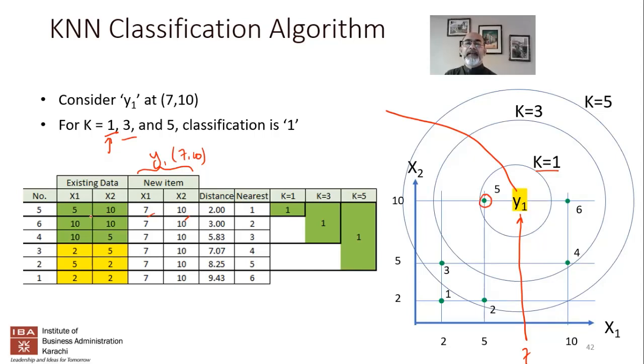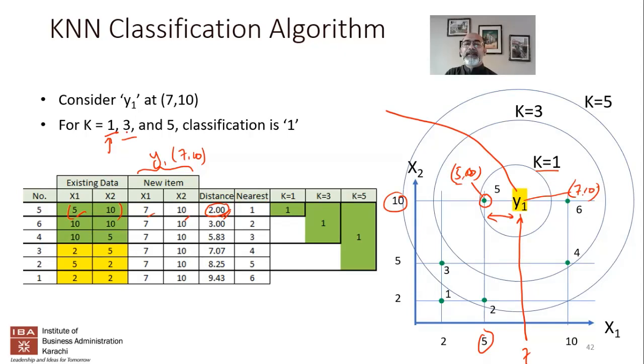For the mathematical calculations, for each of these points you'd have to calculate the distance. This is the coordinates for 5, 10, and this is the coordinates for 7, 10. In this case, it's quite clear that the distance is simply the distance on the horizontal axis, which is 7 minus 5, which is 2. So this is the nearest neighbor.